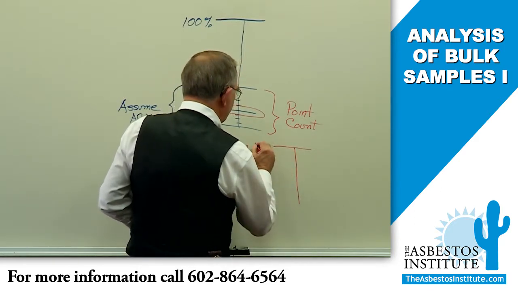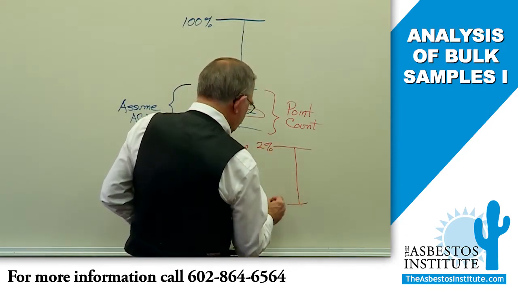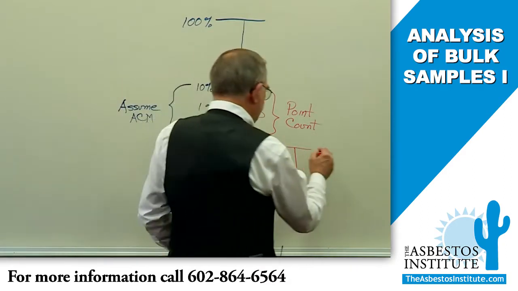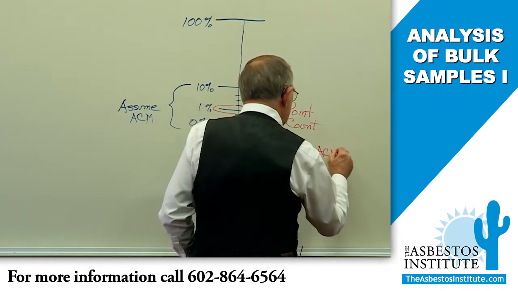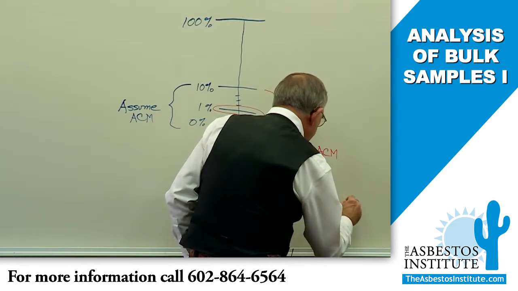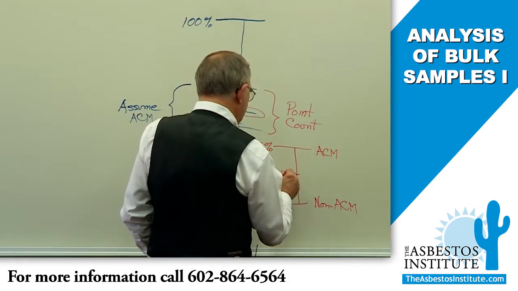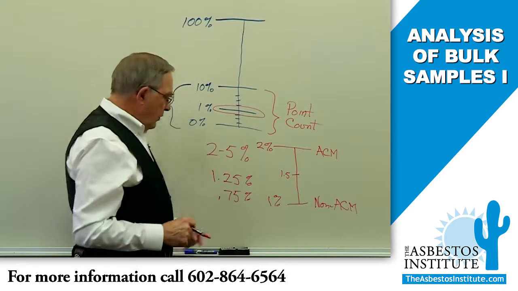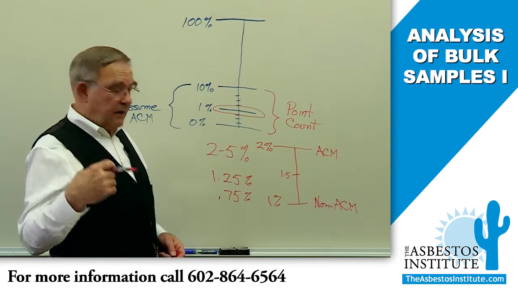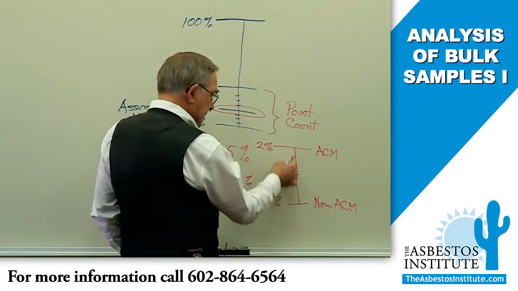And this scale is 2% and 1%. Okay, where 2% is ACM, greater than 1% asbestos, 1% is non-ACM. Okay, in between here, there is 1.5. So once we get this quantitative number by point count or any other method of giving us a quantitative result, an accurate quantitative result, then we take these numbers and apply them to this little scale.